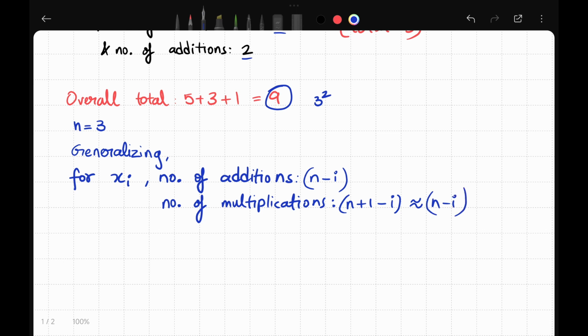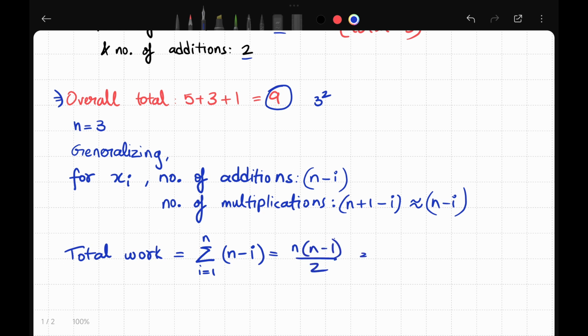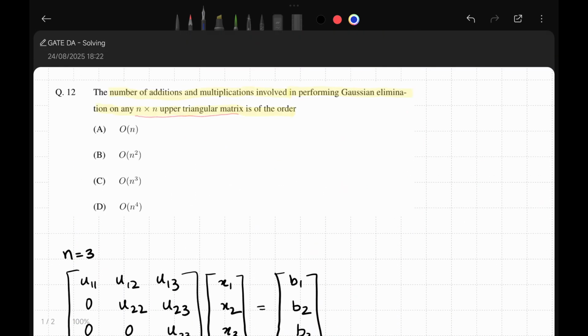Now the total work, which is equivalent to the overall total that we calculated here, is given by the summation from i equals 1 to n of n minus i, which is equal to n times n minus 1 divided by 2, which is O of n squared. And hence the answer to this question is B.